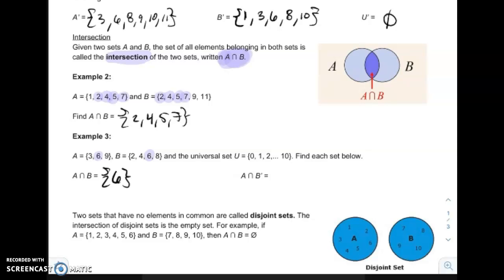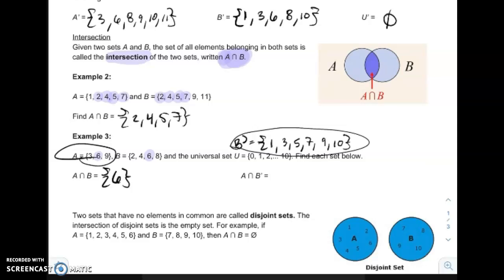For A intersection B complement, you might want to list out what B's complement would be. So you look at your universal set and you list all the numbers that are not in B. That would be 1, 3, 5, 7, 9, and 10. Those are the numbers that are in U that are not in B. And then you want to find what B's complement and A have in common. Well, it looks like they have 3 in common. They have 9 in common. And that would be it. So just 3 and 9.